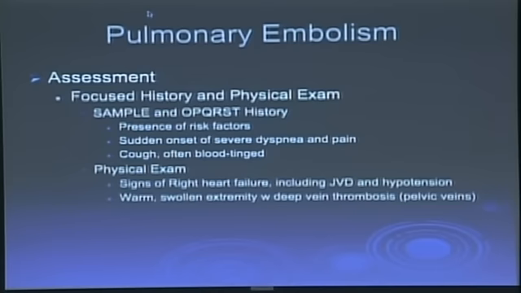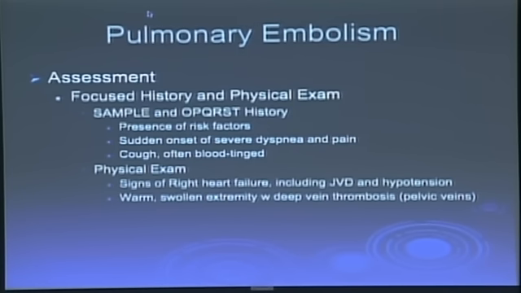So focus on history: you've got symptoms, then you focus on what the possible risk factors are for this patient. Sudden onset of dyspnea and pain, cough, often blood tinged. They often have signs of right heart failure. If this is a significant pulmonary embolus, they will have acute cor pulmonale.